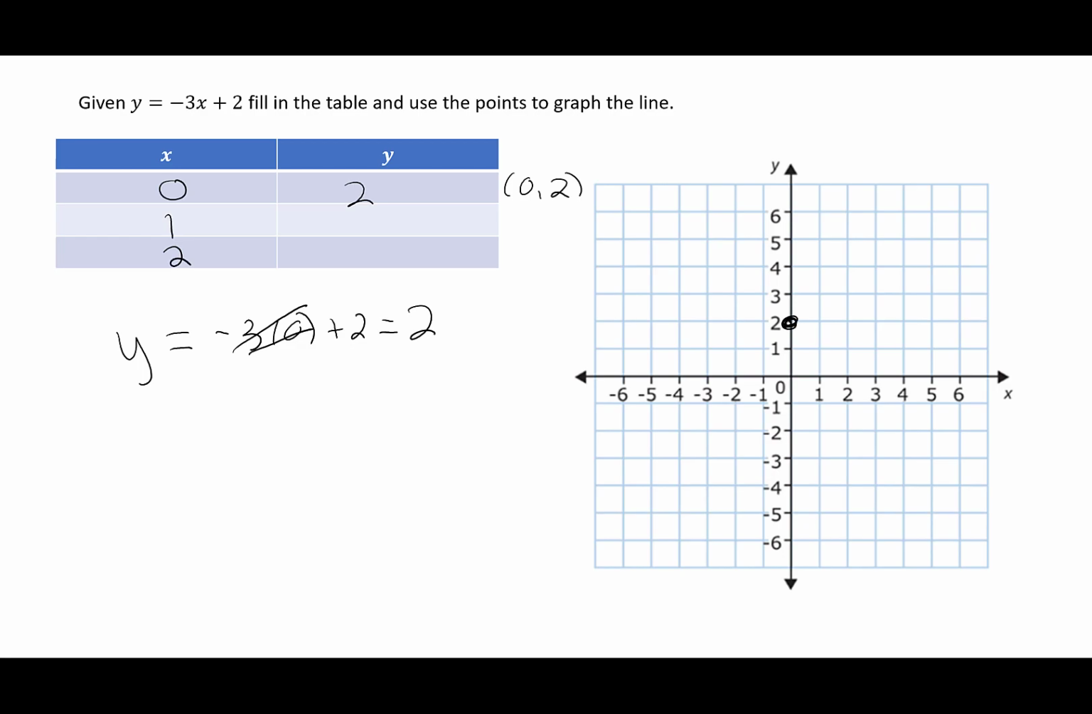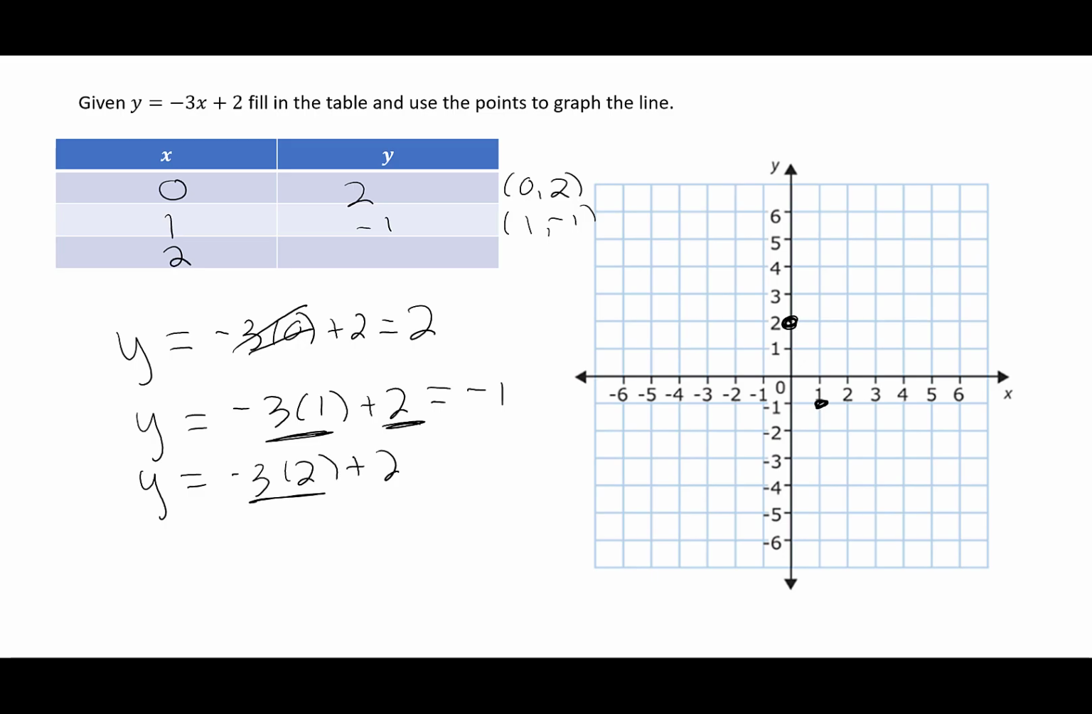Let's put it on the graph. Then, if x is 1, y would be negative 3 times 1 plus 2. So negative 3 plus 2 is negative 1. So I have positive 1, negative 1 down here. Last one. I'm going to put in positive 2. Negative 3 times 2 is negative 6, plus 2 is negative 4. So let's put negative 4. This is 2, negative 4. So we'll go over to 2 and go down to negative 4.